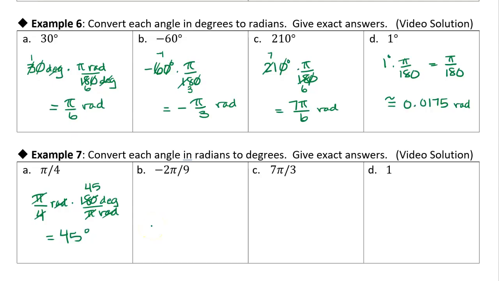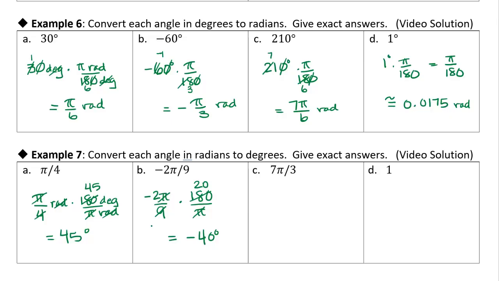All right, the next one we've got a negative 2 pi over 9 radians. I'm going to multiply that times the conversion factor, 180 over pi, 180 degrees per pi radians. And then I'm just going to reduce this fraction. So I'm going to cancel a factor of pi. I can divide 180 by 9 and I'll get 20. So I'm left with a negative 2 times 20. So this is a negative 40 degrees.